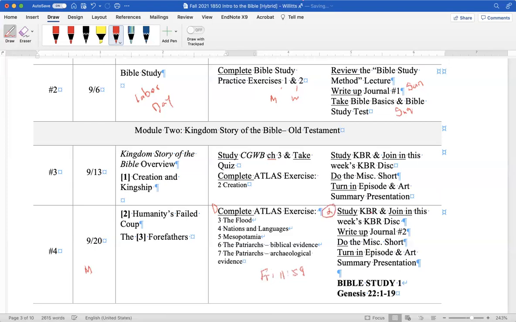Two, you study the key Bible readings and join in this week's key Bible reading discussion. The key Bible readings will be handed out. You will have a document that has all of the texts that you need to read. So it's right there for you at your fingertips. And you study those and then participate in the discussion.